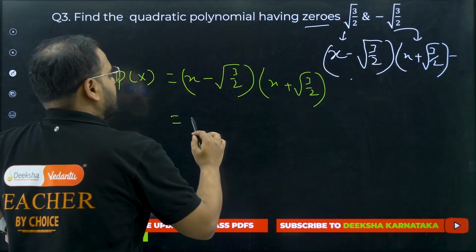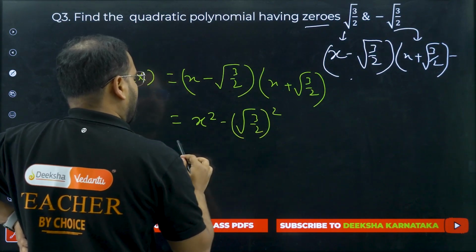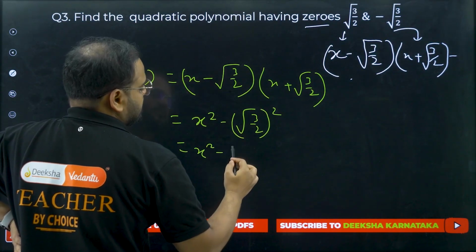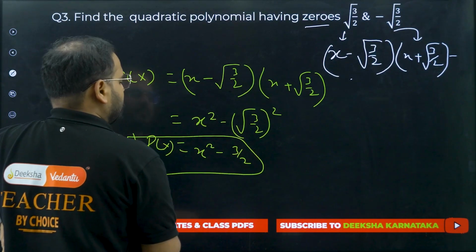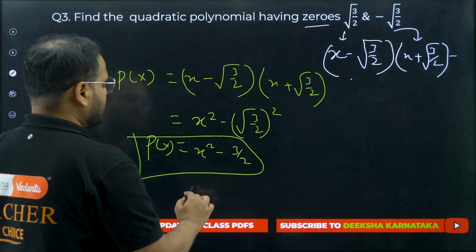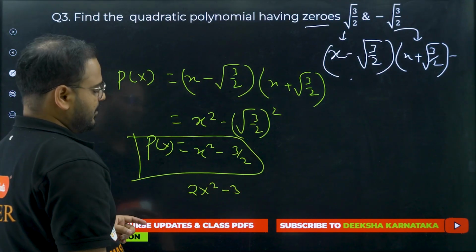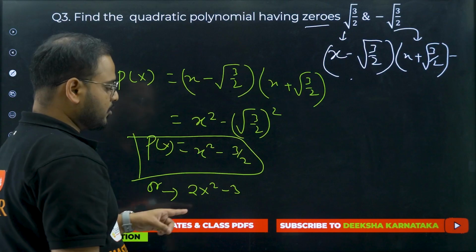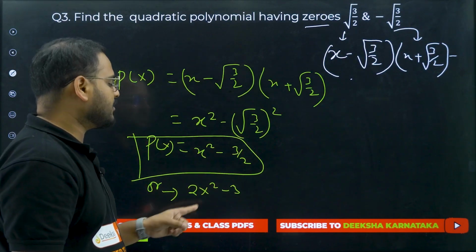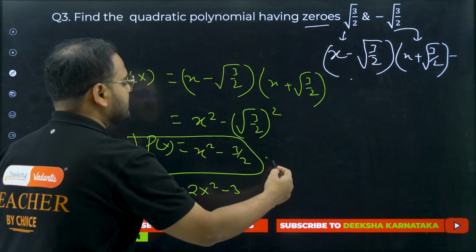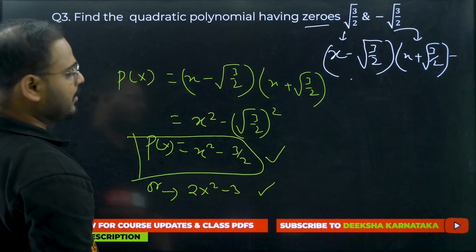A minus b, a plus b. So a square minus b square. How much is that? X square minus 3 by 2. This is my polynomial, bachcha. Okay, if you want, you can write it like this also. 2x square minus 3. You can write it like this also, or both conditions are true. Just taking 2 on this coefficient of x square also. If you multiply 2 with everything, you'll get what? 2x square minus 3. So even this is right, this is also right. Okay, moving on. I hope this is visible.